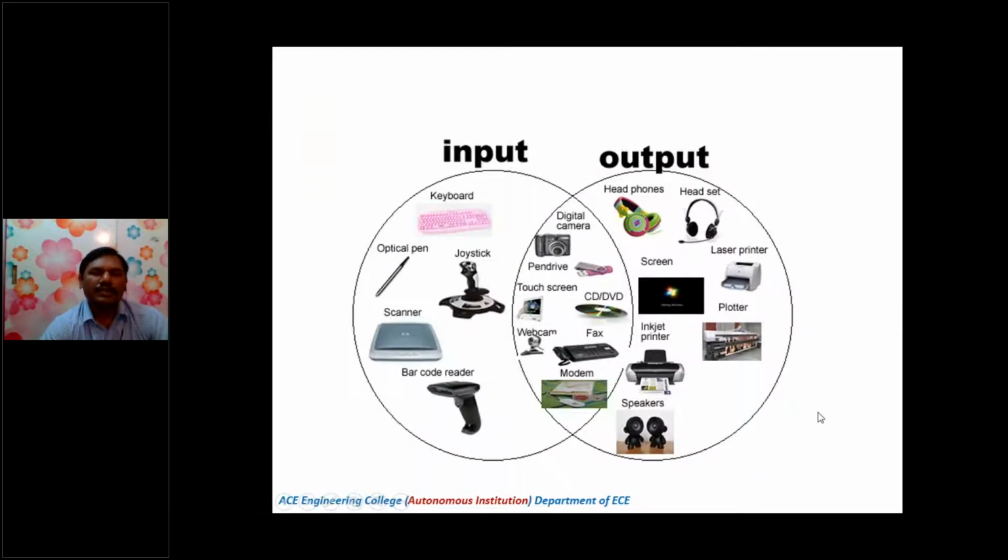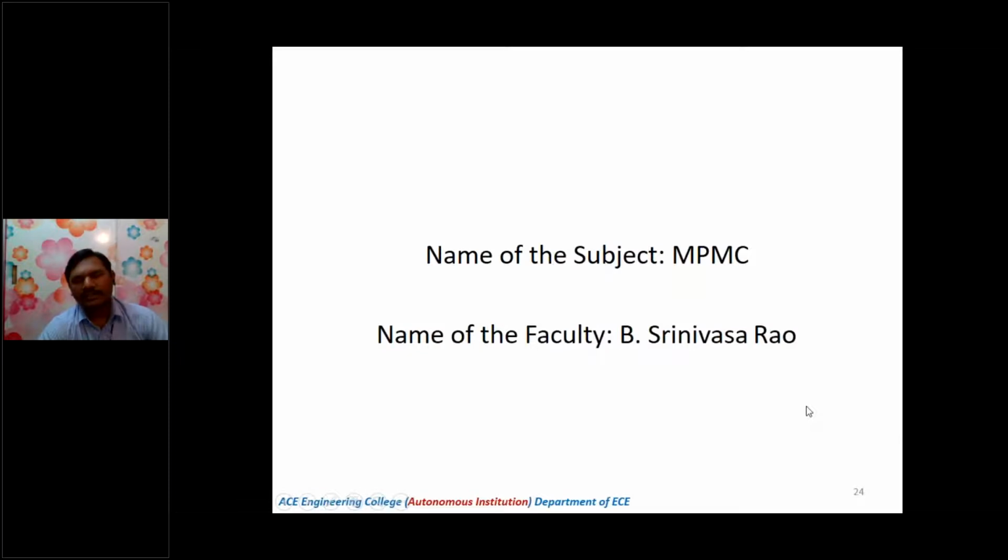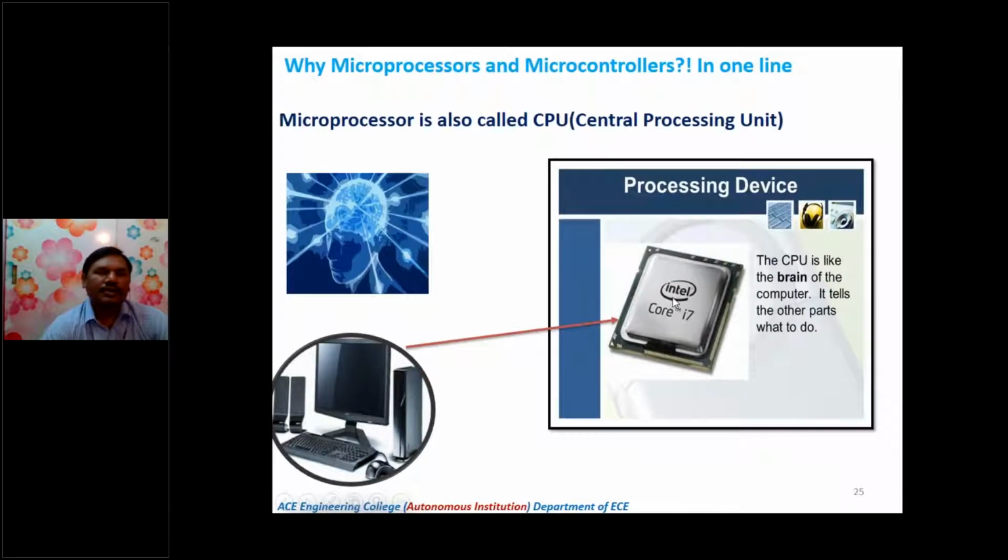So these are some of the input and output devices. And my name is B. Srinivasrao. From today onwards, I am going to explain the microprocessor and microcontroller circuit, in short called MPMC. So, a microprocessor is also called a CPU.